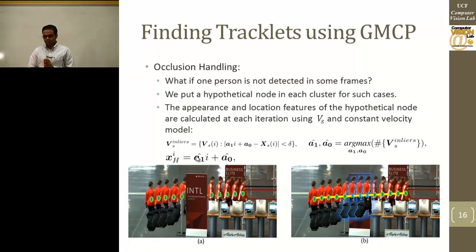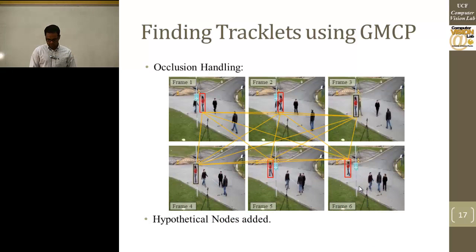The appearance feature of one hypothetical node is the average appearance of all the inlier detections found by RANSAC. And the spatial location is predicted by RANSAC. As you can see here, there was this person walking and he goes behind the board. So we have a few frames of occlusion, but RANSAC predicts the location and puts the average hypothetical nodes for those particular locations. So we keep doing this in a recursive way. We find hypothetical nodes, we put them in GMCP, then it goes to the next iteration, uses those hypothetical nodes, then we update the hypothetical nodes one more time in the next iteration. We keep doing it until it converges to one solution.